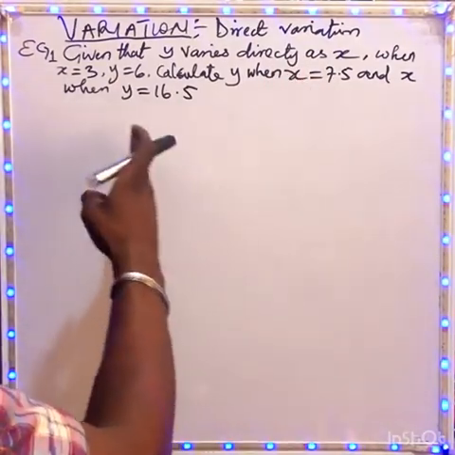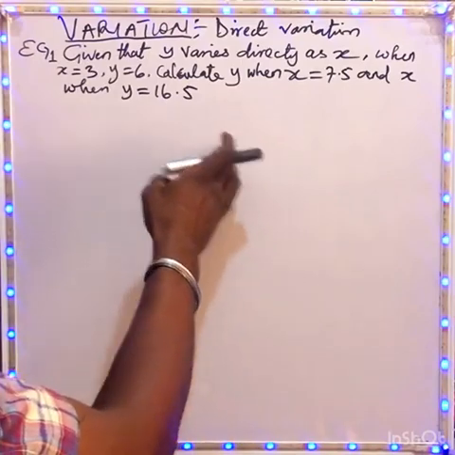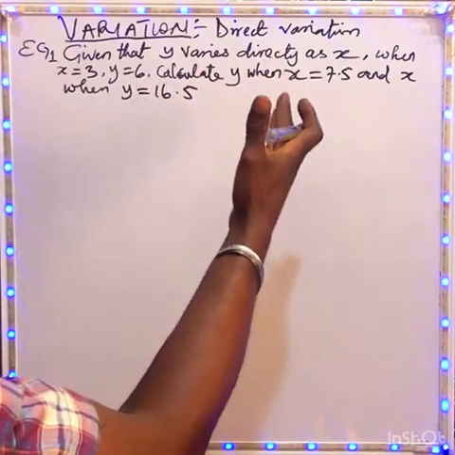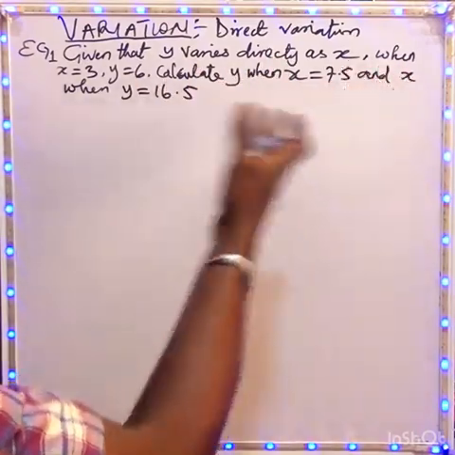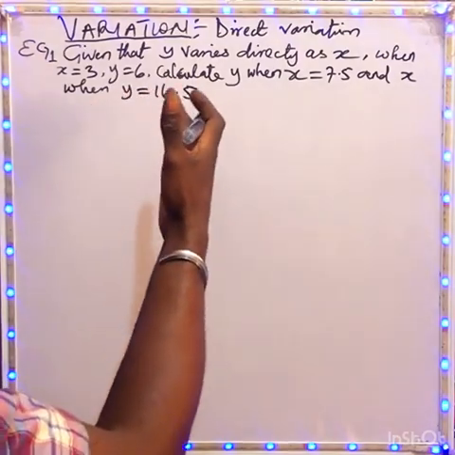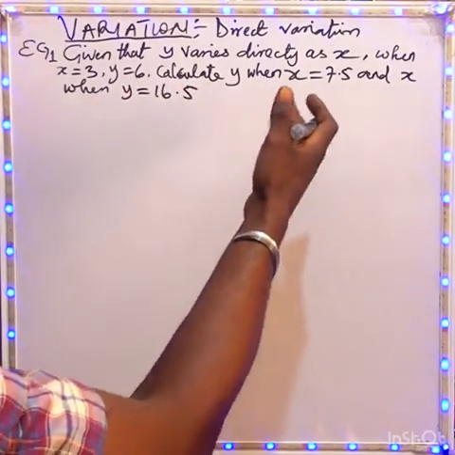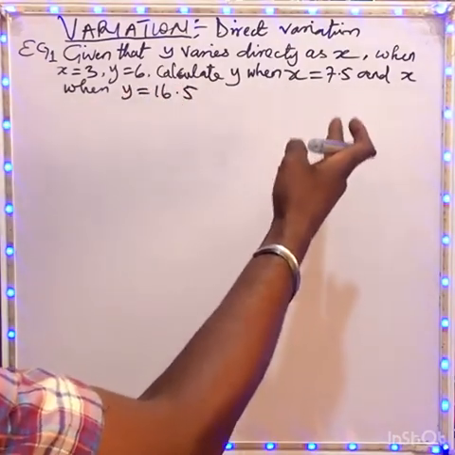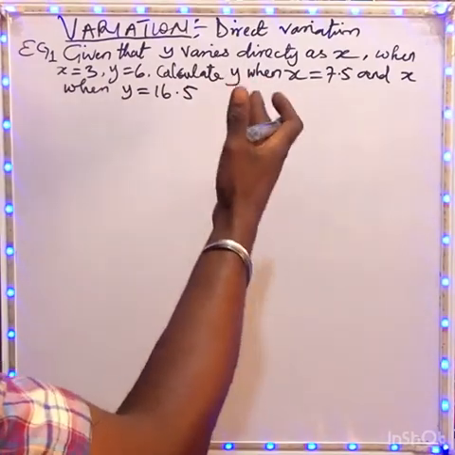Okay, we have an example here. You are told, given that y varies directly as x, when x is 3 and y is 6, calculate y when x is 7.5 and x when y is 16.5.